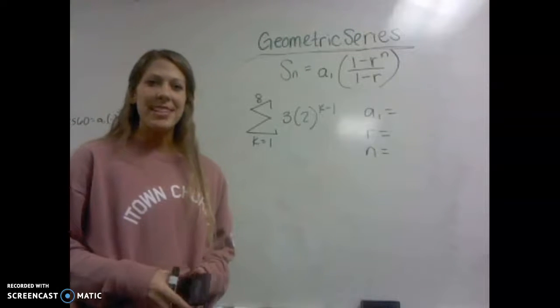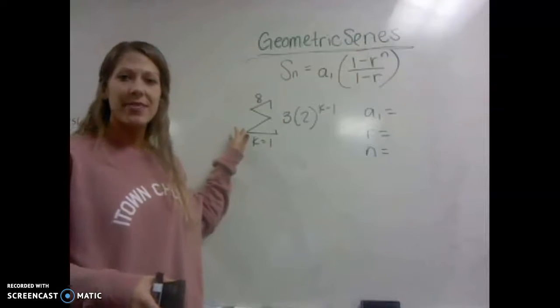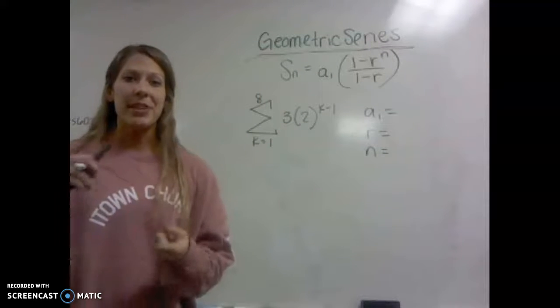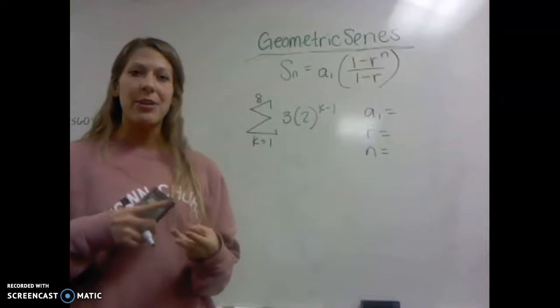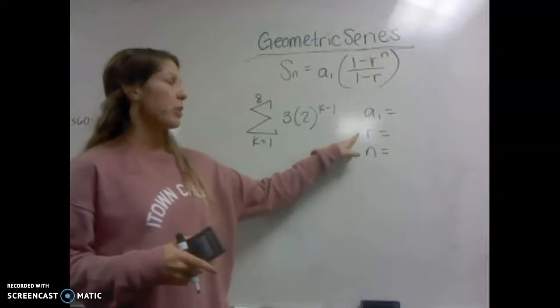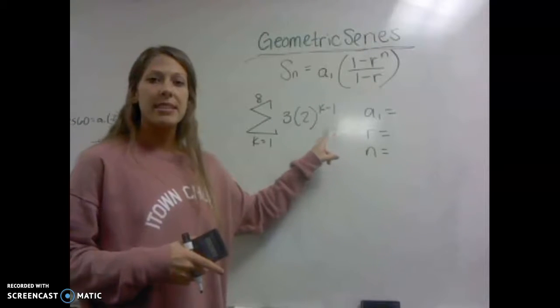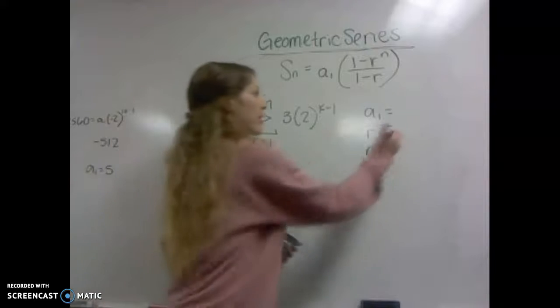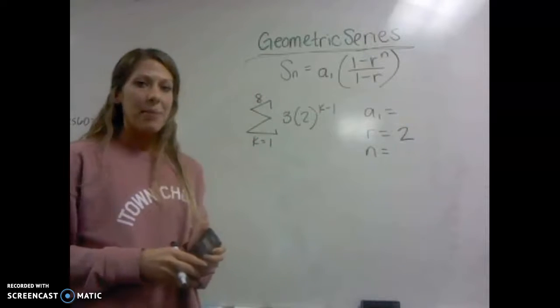All right, we've got a new example. We know it's a series because of this capital sigma. And there are 3 things we need: the first term, the common ratio, and the number of terms. Common ratio is pretty easy. It's whatever your base is. In this case, our base is 2 because that's what has the exponent. So our common ratio is 2.